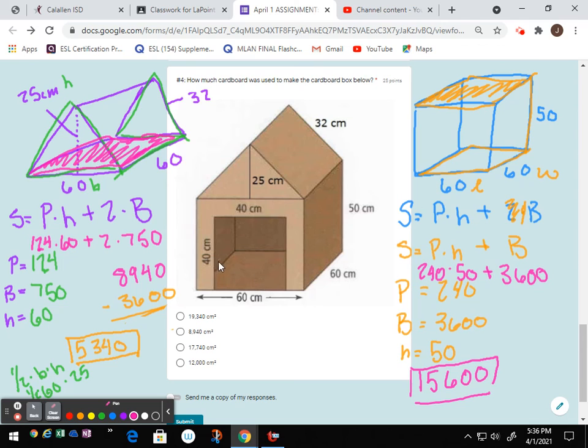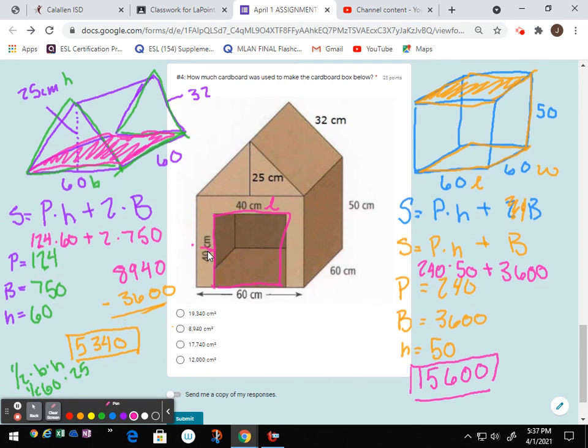Our last step is to find this door now. We can see that this door that we cut out of cardboard is a 40 by 40 square. So to find the area of the square, it is our length, which is 40, times our width, which is also 40. So 40 times 40 is 1,600.